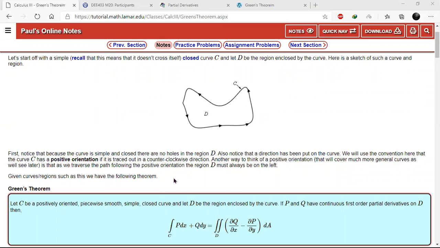And also notice that a direction has been put on the curve, as we already said. In Green's theorem, you're going to also deal with another theorem called Stokes' theorem. In Green's theorem, the directions are usually counterclockwise, that is anti-clockwise. You can see those directions there. We will use the convention here that the curve C has a positive orientation, so it is traced out in a counterclockwise direction. And there is another way to think of a positive orientation that will cover much more general curves, and you will see this later on.